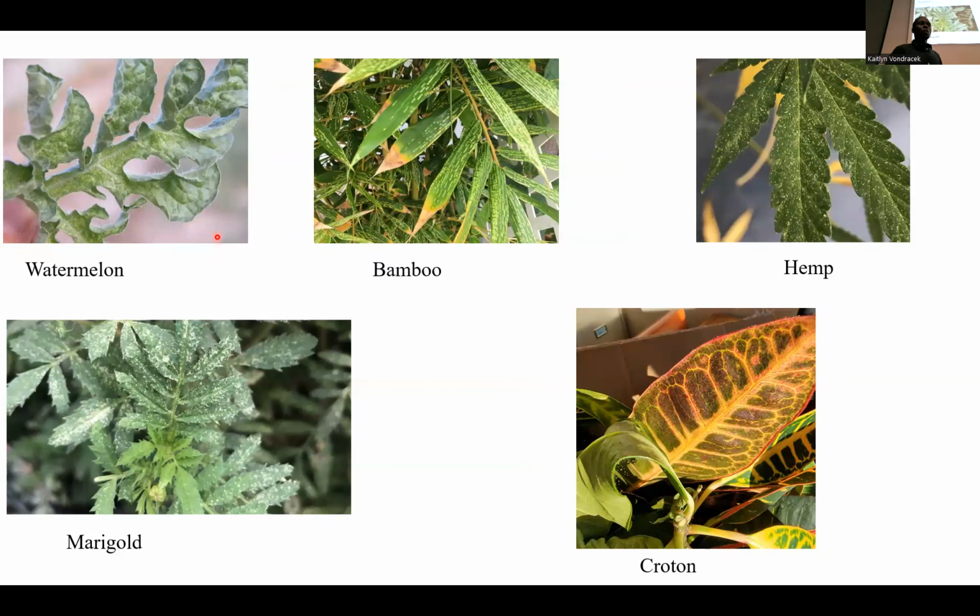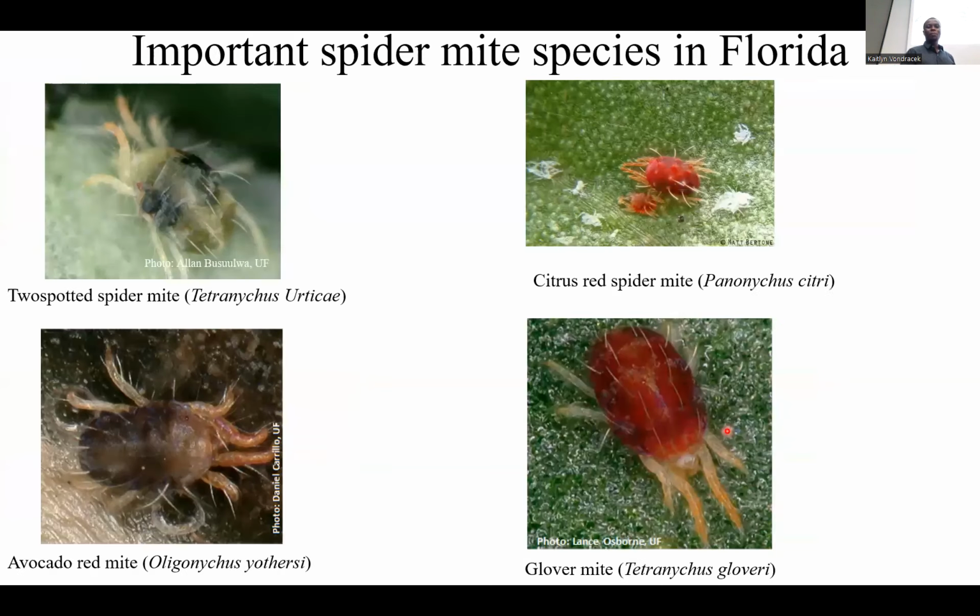To continue, watermelon. You'll always find them on watermelon. Even bamboo. I know that bamboo is becoming something big in Florida. So that's something to watch out for. Hemp, if you go to the Tropical Research and Education Center, they had a hemp field there. You'll still find these spider mites on there. The marigolds, you'll find them on. And people who love ornamentals, croton, trust me, in the summer, you'll find spider mites on there.